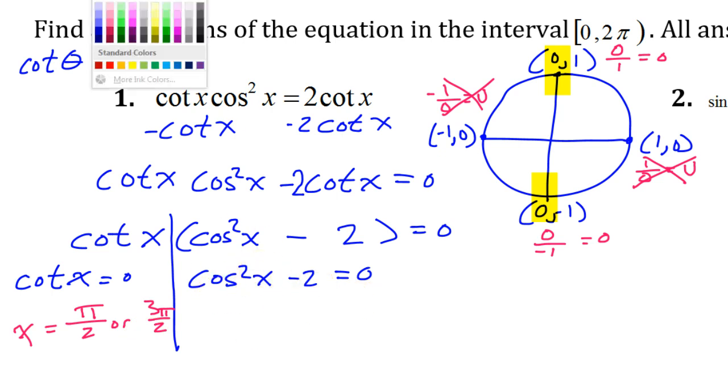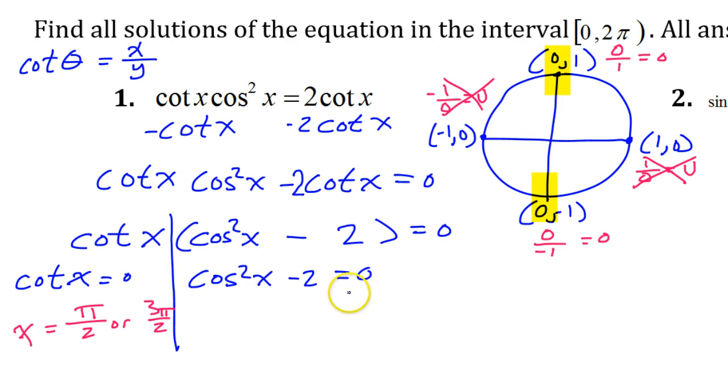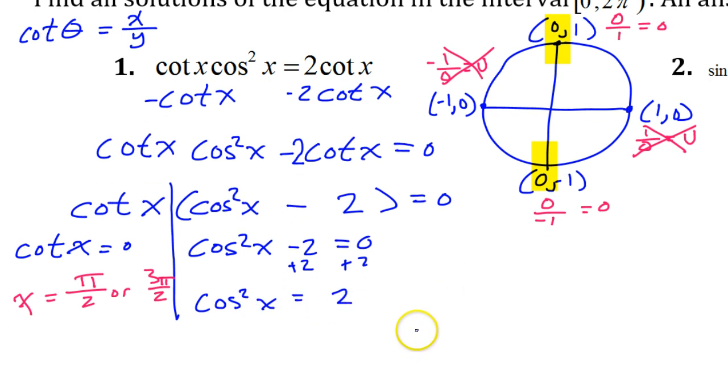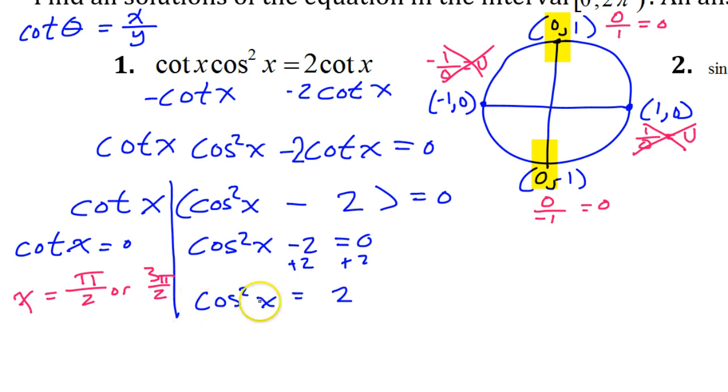So solving this sub-equation, I'm going to add 2 to both sides. So that's going to give me cosine squared x is equal to 2. So now I need to take the square root of both sides to unsquare this. So I'm going to take the square root of this, and I'm going to take the square root of that. This would be plus or minus when you take the square root of both sides. All right, so that tells us that the cosine of x would have to equal positive or negative radical 2.